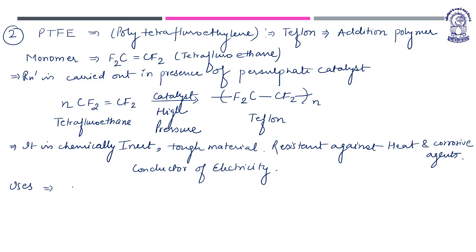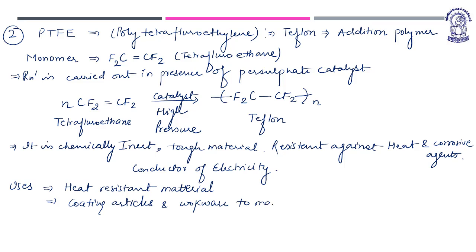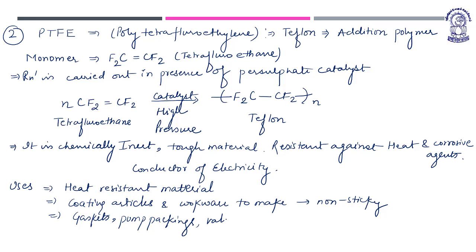Uses: to make heat resistant materials, for coating articles and cookwares to make them non-sticky panwares, for making gaskets, pump packings, valves, oil seals, etc. This is PTFE, polytetrafluoroethylene, which is a polymer of tetrafluoroethane.